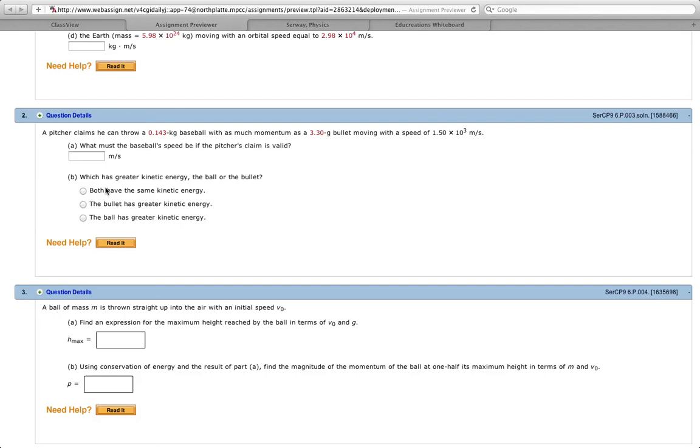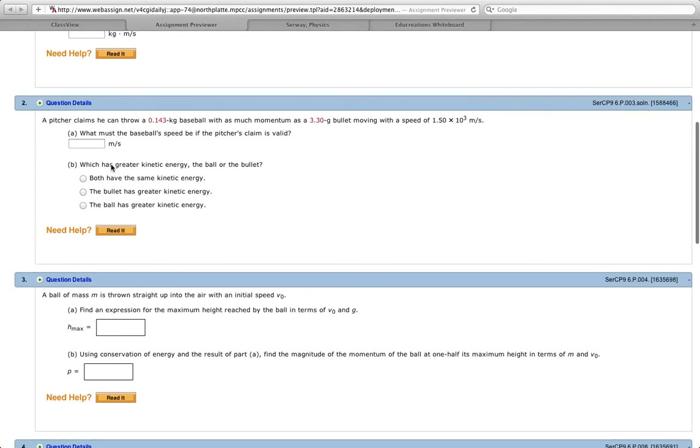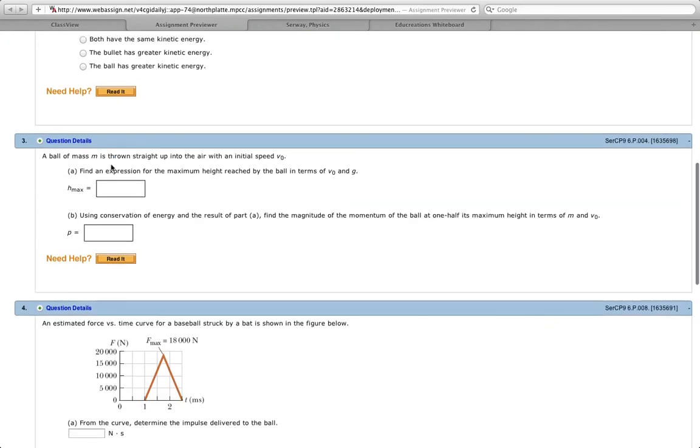What must the baseball speed be if the pitcher's claim is valid? They don't even ask us if the pitcher's claim is valid, but if it's over about 50 meters per second, then it's invalid because that's over 100 miles an hour. Not many people can do that.